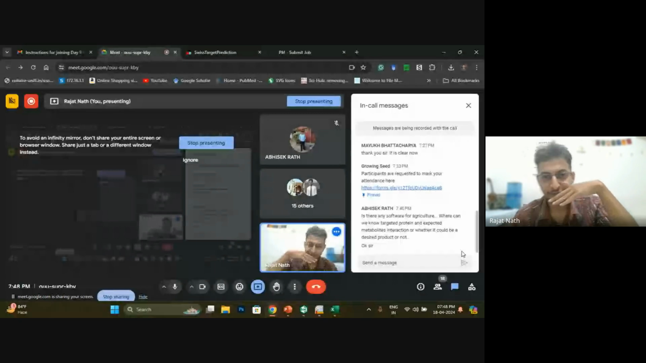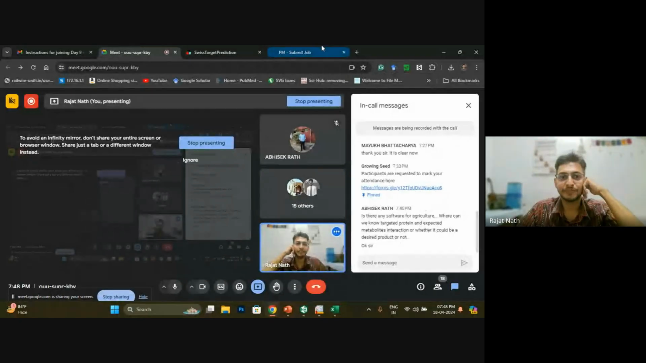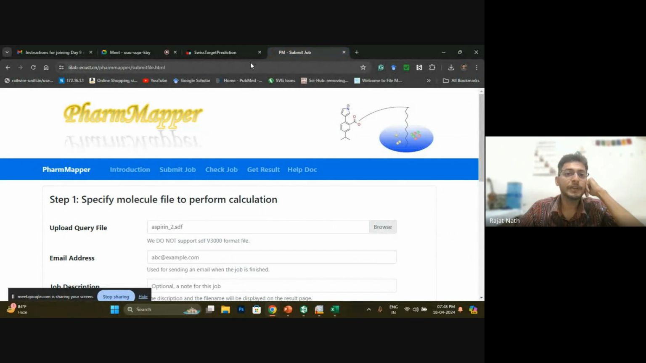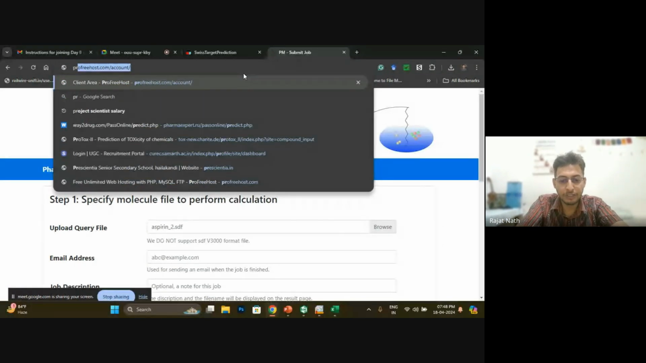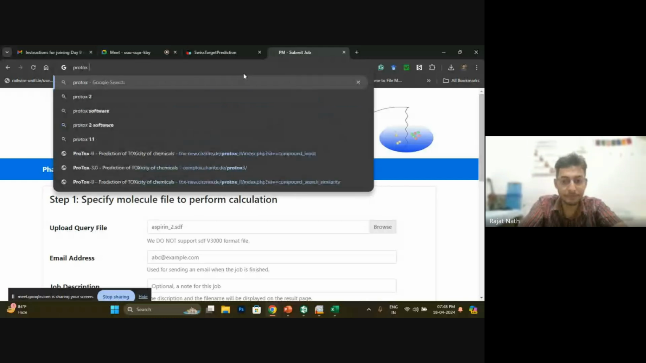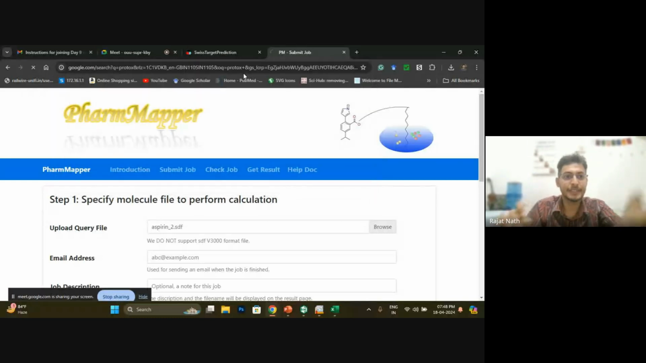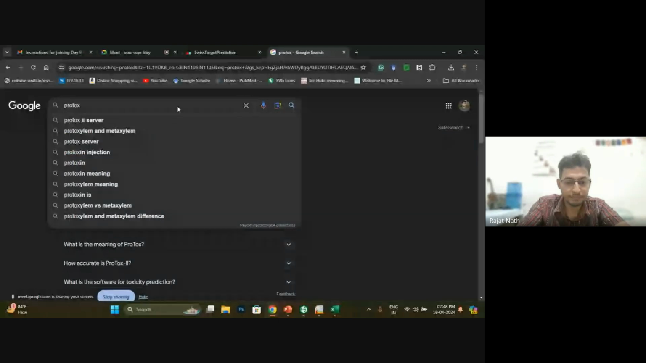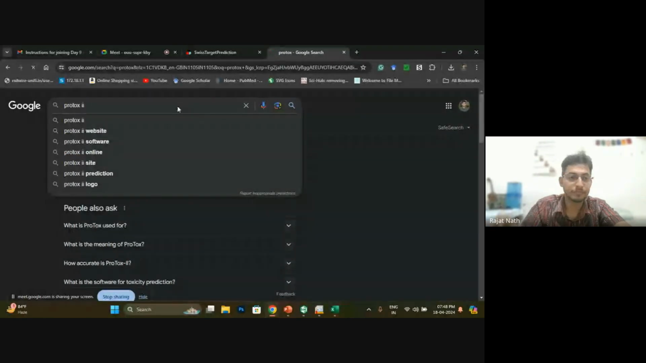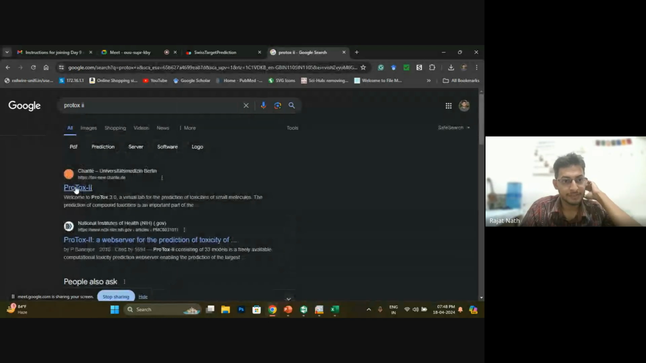Okay, so I'm going for the toxicity prediction. For toxicity prediction, the famous server is known as Protox2. Just type Protox. There is the Protox2 server. Just type Protox2, and we will get Protox2.